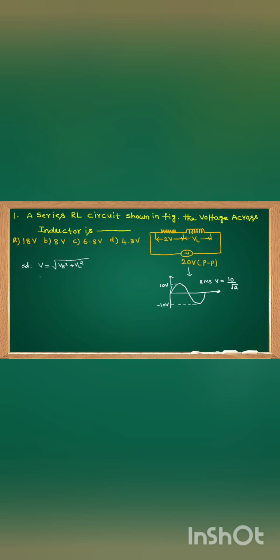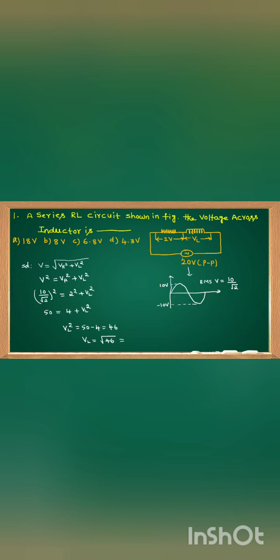Now, shall I write like this? Squaring both sides, V square equals VR square plus VL square. What is V square? 10 by root 2 whole square. What is VR? That is 2, so 2 square plus VL square. This is 100 by 2, 50, equal to 4 plus VL square. From this, VL square equals 50 minus 4, that is 46. Then what is VL? Root 46. What's the answer?